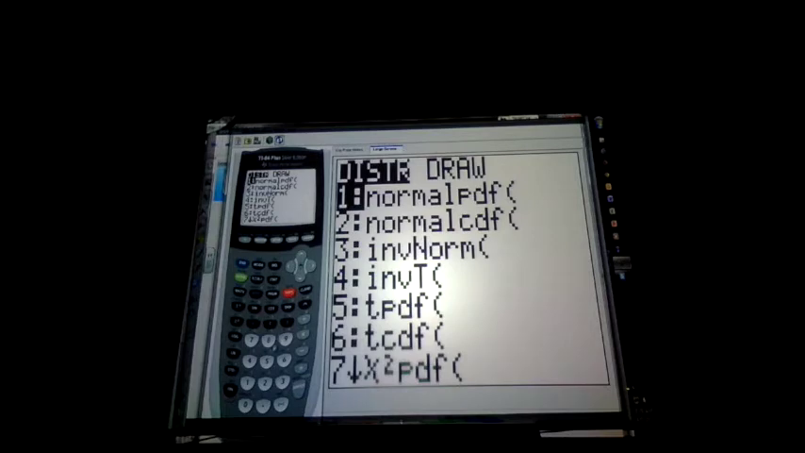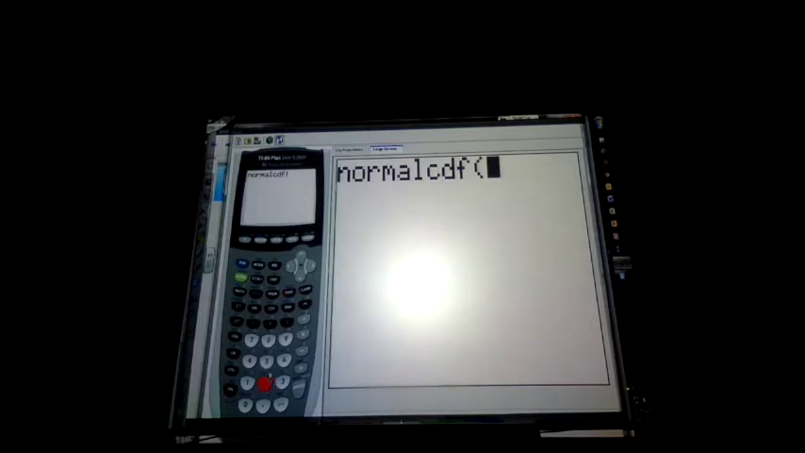All right. So letter C, we're going to go second, bars, NCDF. And then I'm going to do like negative 1,000, negative 100 for lower. Comma, let's see. I have 30 out of 150. 30 divided by 150. Comma. 0.25. Comma. And then I have to probably put a couple parentheses in.